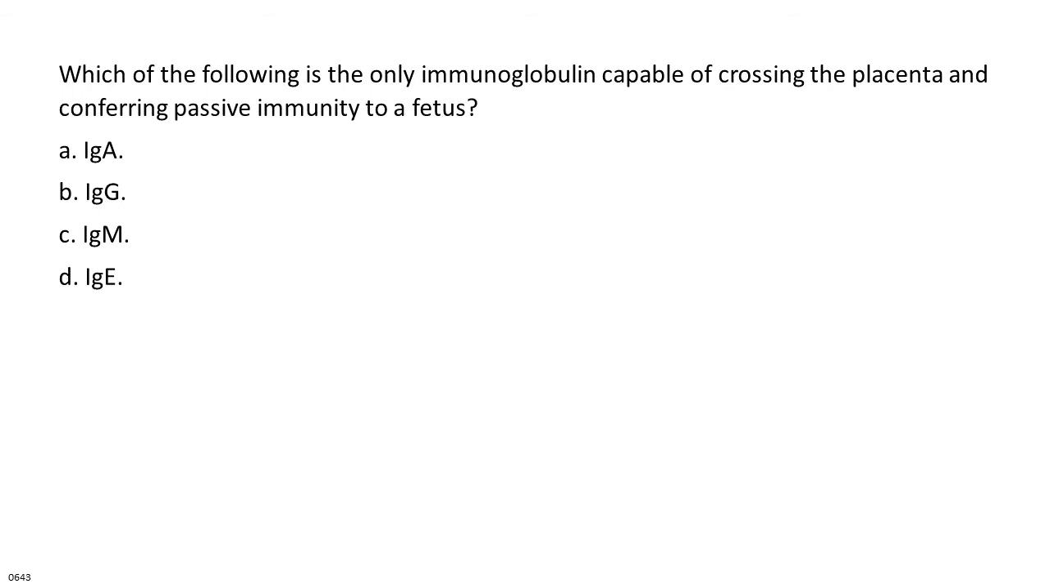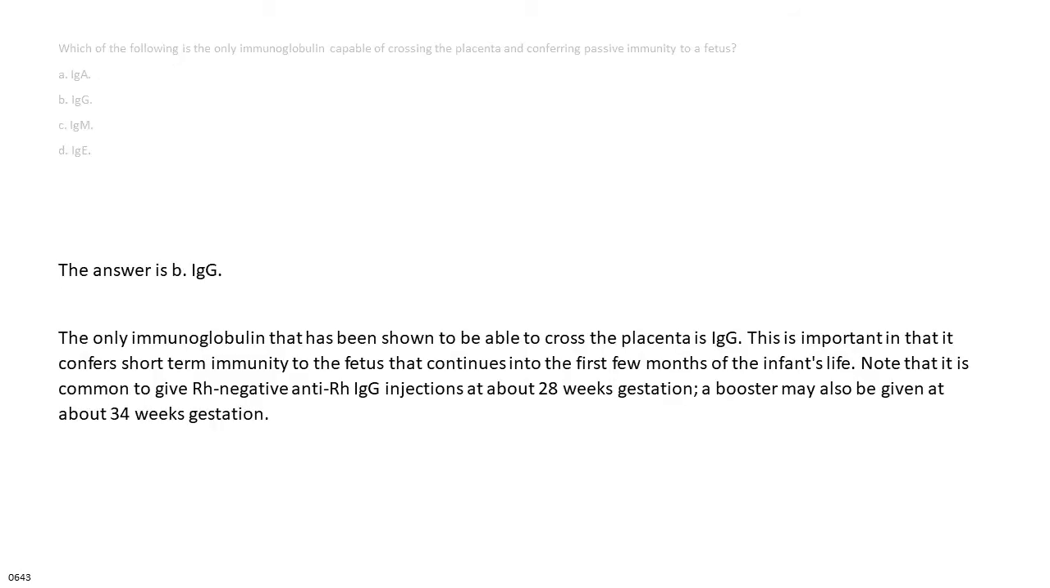Which of the following is the only immunoglobulin capable of crossing the placenta and conferring passive immunity to a fetus? A. IgA. B. IgG. C. IgM. D. IgE. The answer is B. IgG. The only immunoglobulin that has been shown to be able to cross the placenta is IgG.